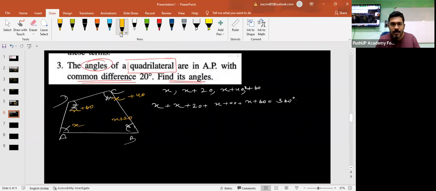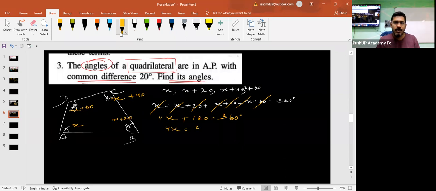So what is the sum of these four x's? It's 4x, right? Plus 20 plus 40 is 60. 60 plus 60 is 120. And that is equal to 360 degree. Now 4x is equal to 360 minus 120. Therefore, 4x is equal to 240 degree, right?